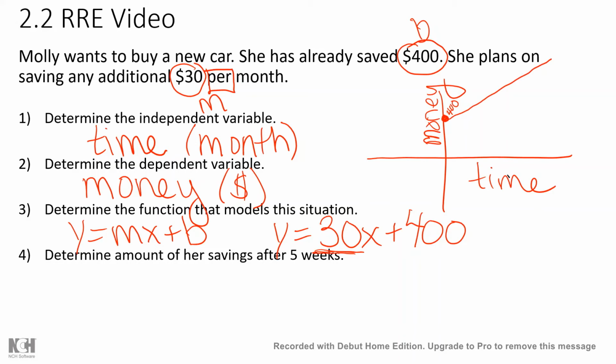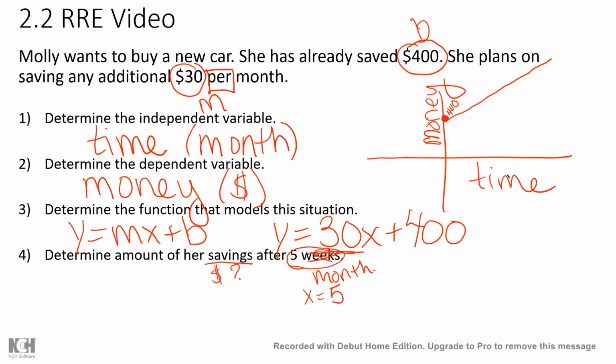All right, in question number 4, determine the amount in her savings. So that's our question. How much money are we going to have? After 5 weeks. Well, drats. Let's say months. Changing the question on us. After 5 months. Well, months was our independent variable, so that's our x value. So here I'm saying x equals 5.